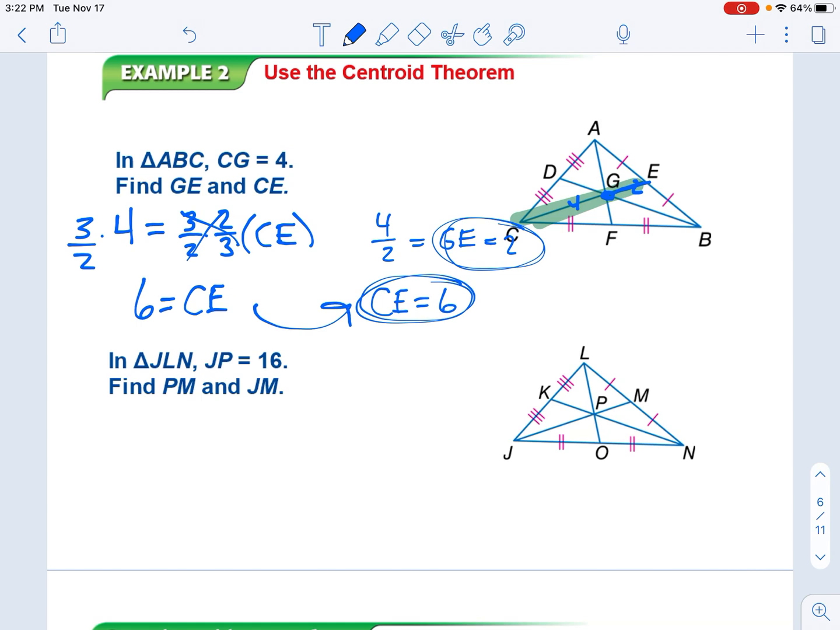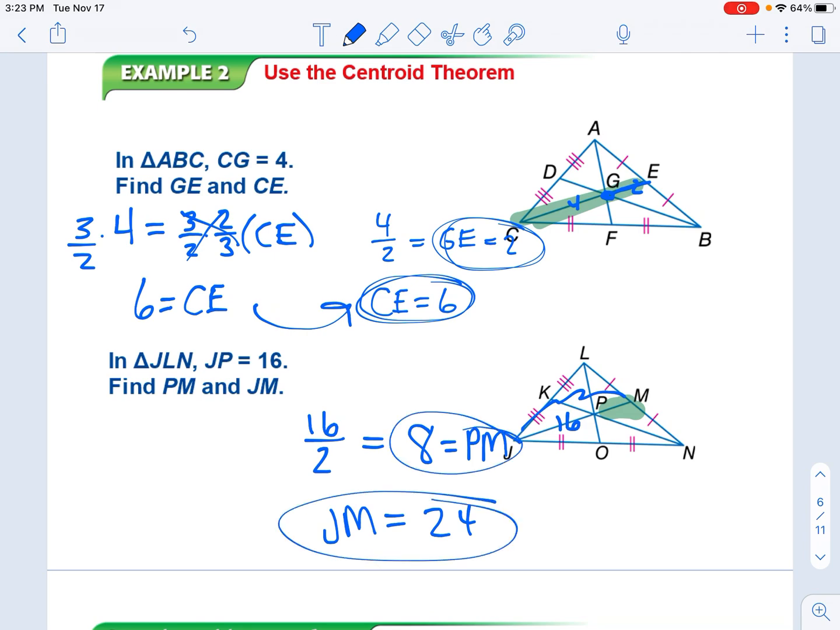JP is 16. We want to find the shorter segment as well as the whole thing. I'm going to do it the first shortcut way that I did before as well. So I know PM is half of 16 because it is between the centroid and the side. That means it's the shorter segment, so it's half of that. So PM is 8. And then I just add 8 plus 16, and I get JM is equal to 24. And I'm good to go.